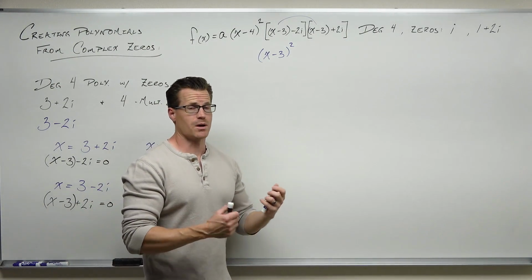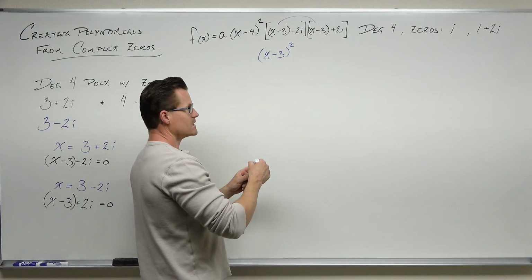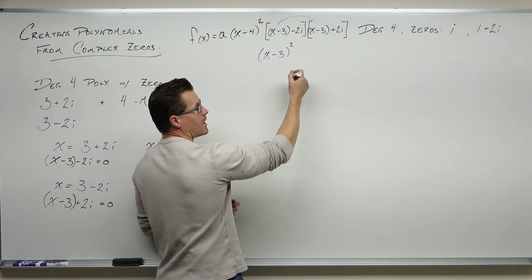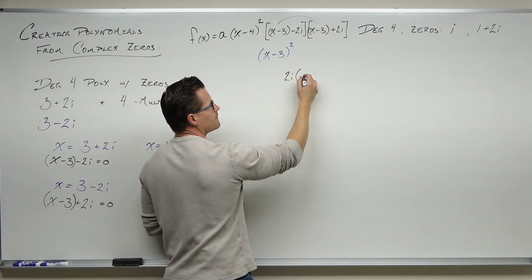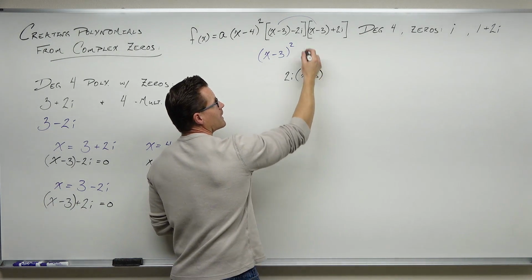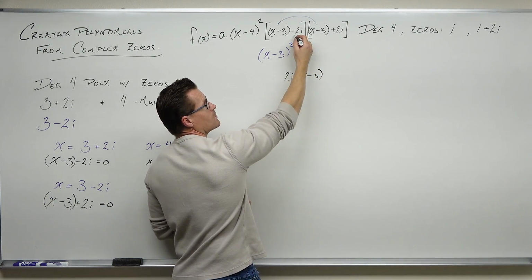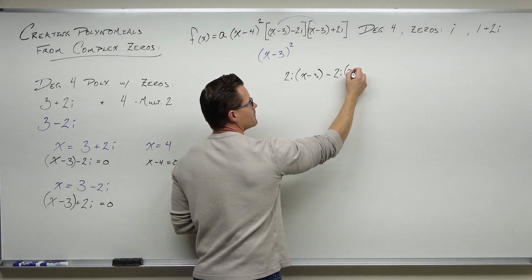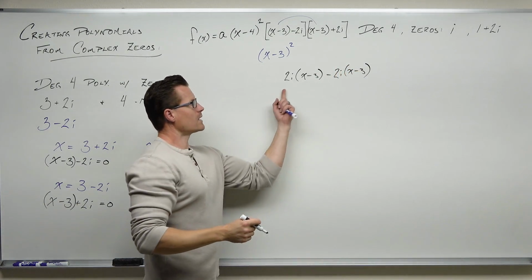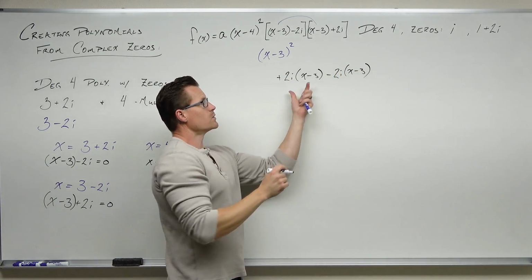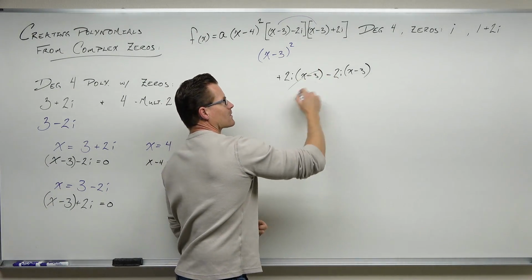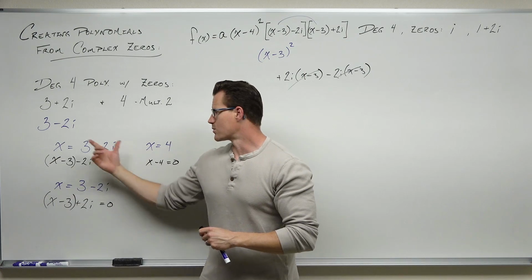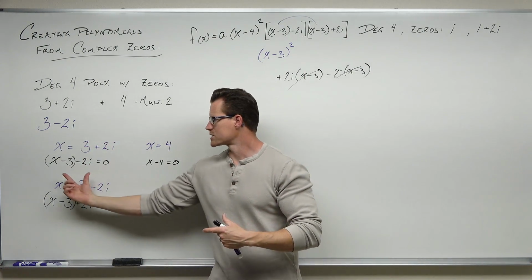Well, I'm going to show it one time, but I'm never going to show it again. If you were to continue to distribute, you would get x minus 3 times positive 2i, and you would get negative 2i times x minus 3. Even though they look weird, remember that those would be your middle terms, and they're going to cancel every single time. That's the second reason why I want you to write it this way.